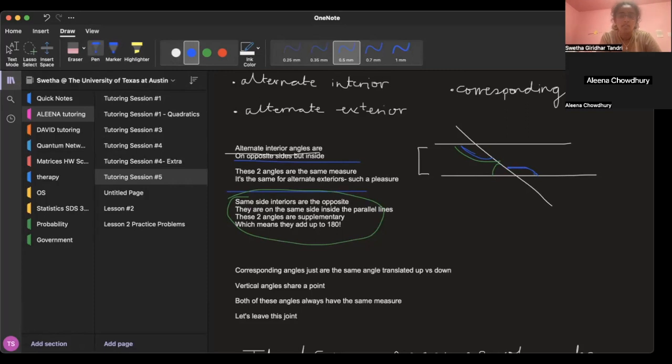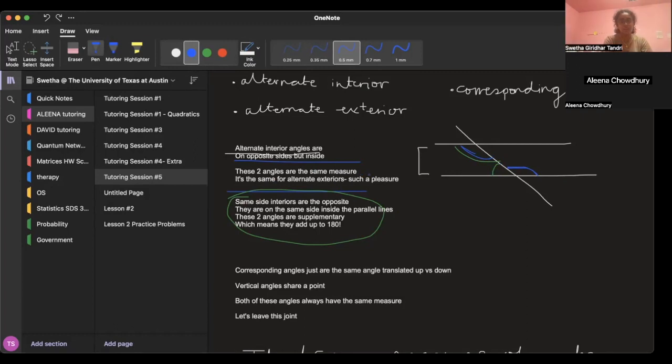But if there was a blue line on the green line and then the opposite of that, these two, is that still alternate interior angles? Yes, they are. I just put one example, but there are many in here. There's these two right here. So these two angles always have the same measure.